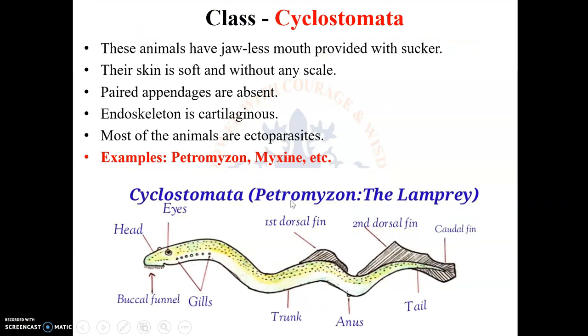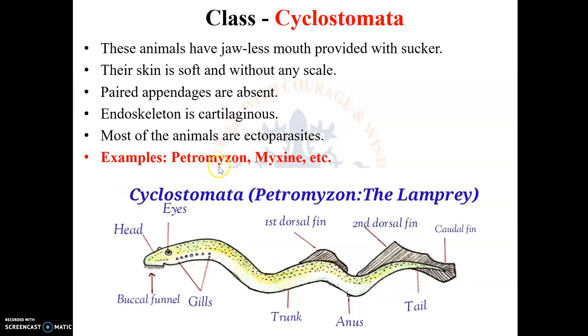Class Cyclostomata. These animals have jawless mouth provided with sucker. Their skin is soft and without any scale. Paired appendages are absent, means they do not have antenna, wings, legs or mouth parts. You can see over here the mouth is also jawless, only there is one sucker. Endoskeleton is cartilaginous. Most of the animals are ectoparasites, that is, they reside outside the body of the other animals.